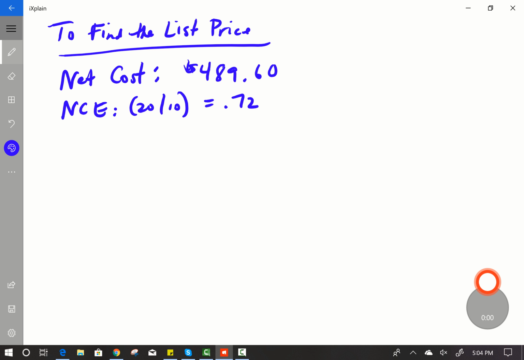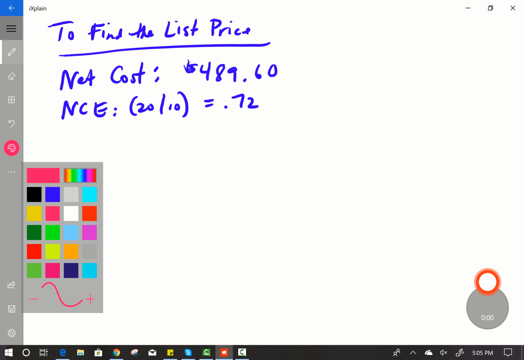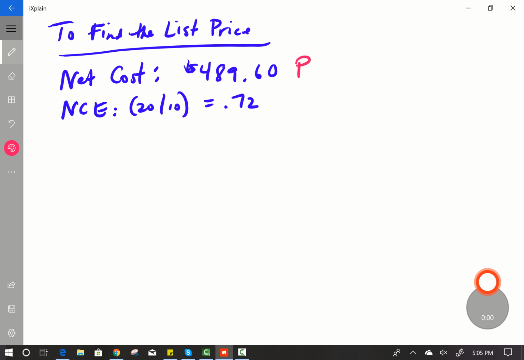And if we're solving for the list price, remember the base is that to which something is being compared. The list price is the full amount of something, the net cost is a portion, and the net cost equivalent will be the rate. So I can identify this as the part and the net cost equivalent as the rate, and I'm going to solve for the base, and the base is equal to part divided by rate.